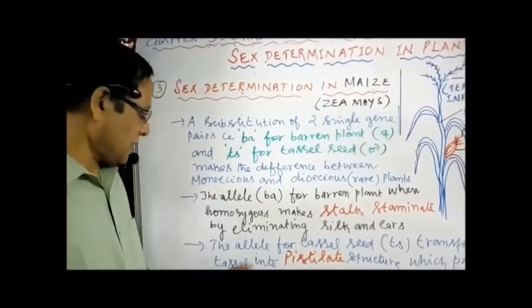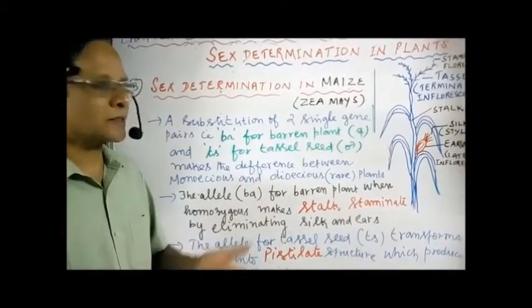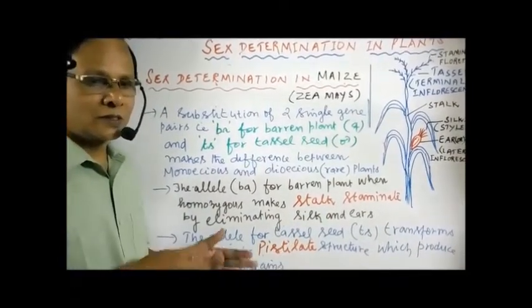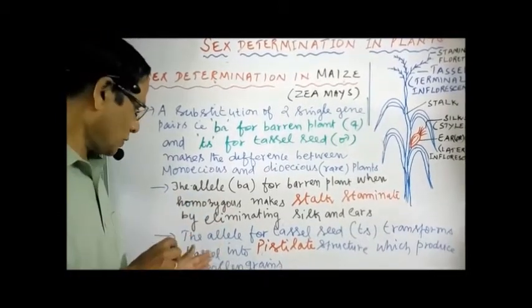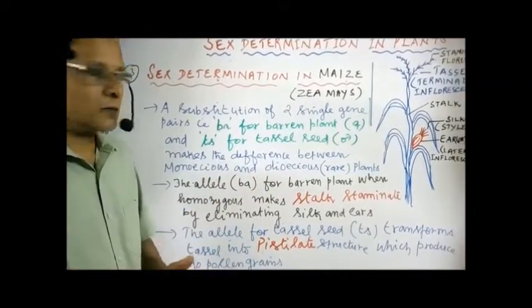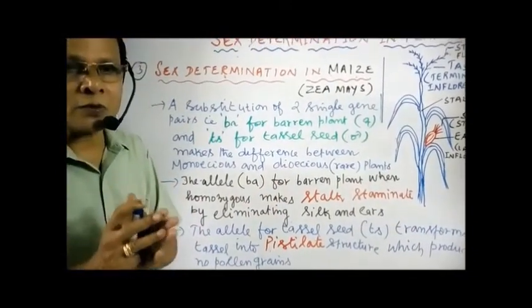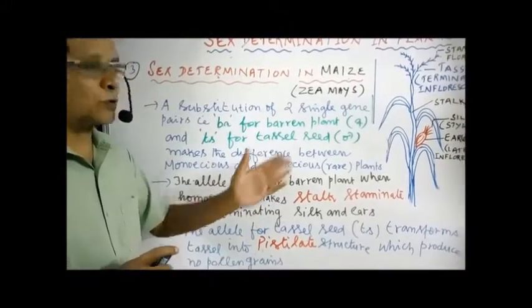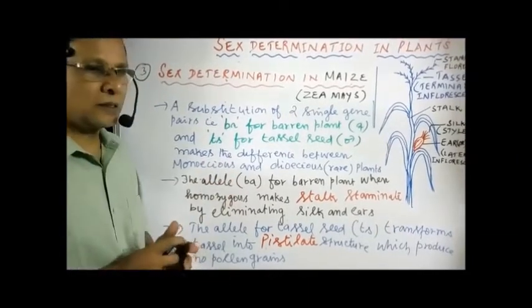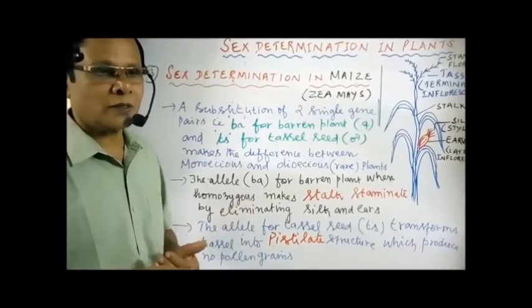Similarly, another allele, TS for tassel seed, which we have seen already, transforms the tassel into pistillate structure. This is the gene responsible for transforming the tassel into pistillate structures, which therefore produce no pollen grains. So the development of the staminate flower and then the pistillate flower is because of selective abortion. This is because of the presence of the two single gene pairs BA and TS. In different combinations, they produce either the male or the female or reduced female, etc.